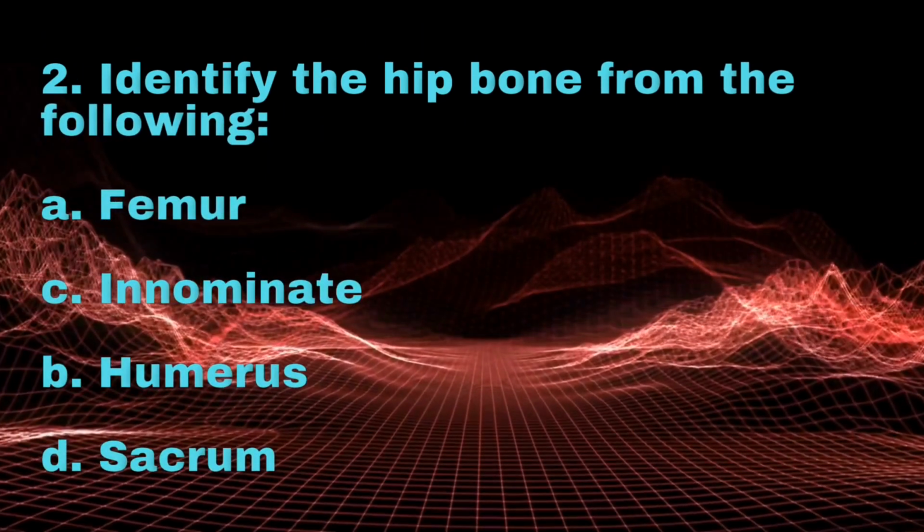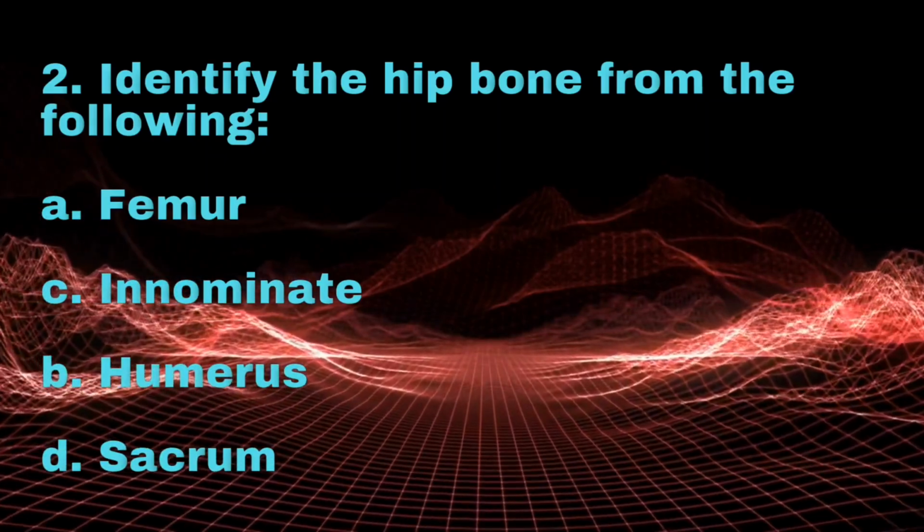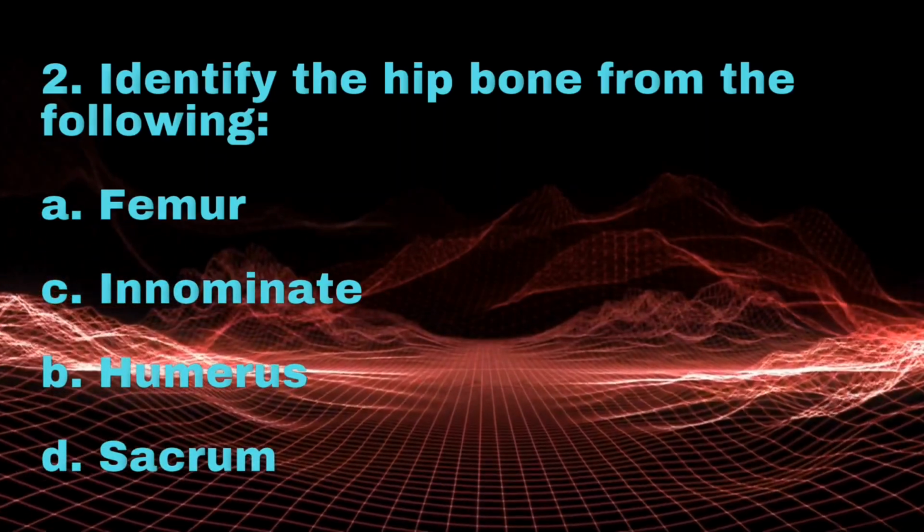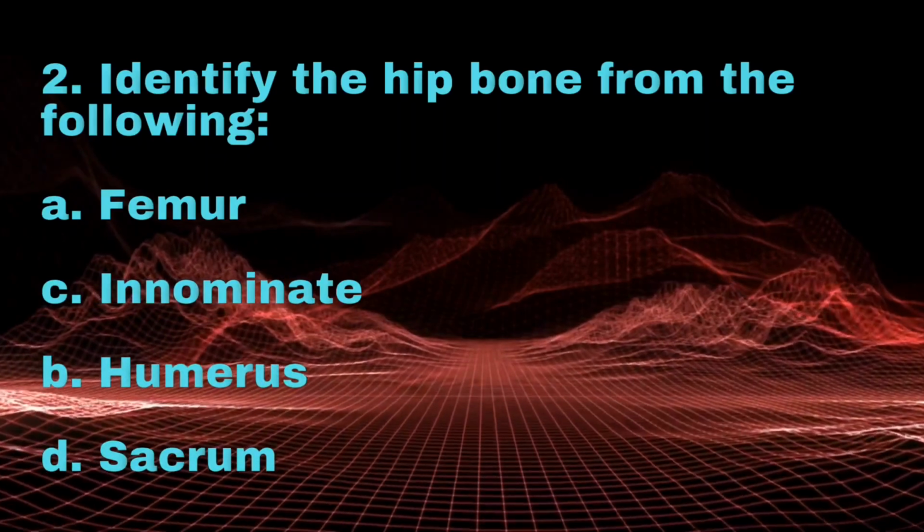Identify the hip bone from the following: A. Femur, B. Humerus, C. Innominate, D. Sacrum.